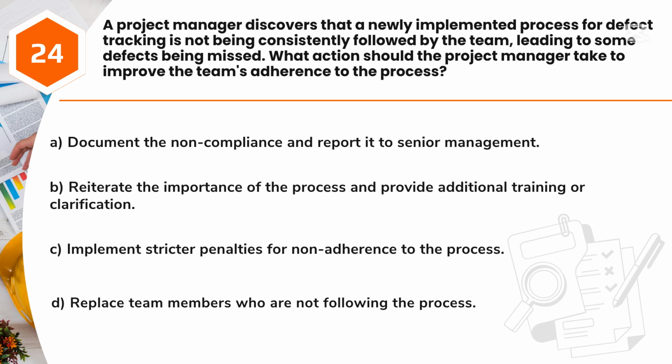Question 24. A project manager discovers that a newly implemented process for defect tracking is not being consistently followed by the team, leading to some defects being missed. What action should the project manager take to improve the team's adherence to the process? A. Document the non-compliance and report it to senior management. B. Reiterate the importance of the process and provide additional training or clarification. C. Implement stricter penalties for non-adherence to the process. D. Replace team members who are not following the process.